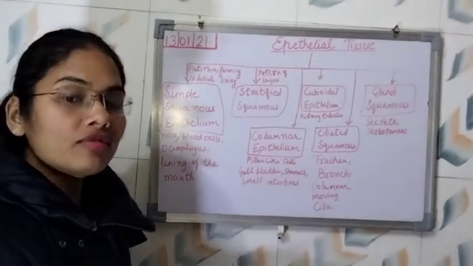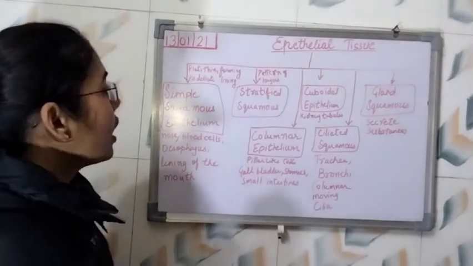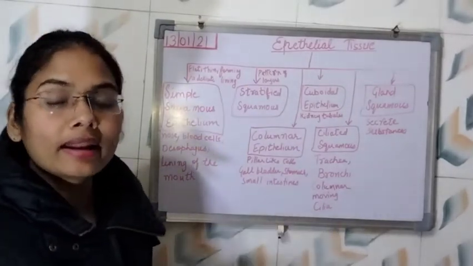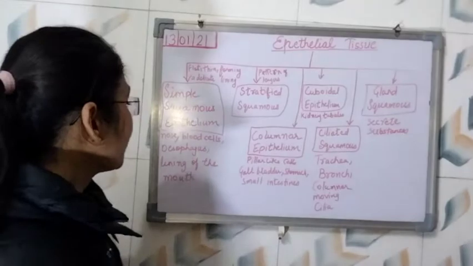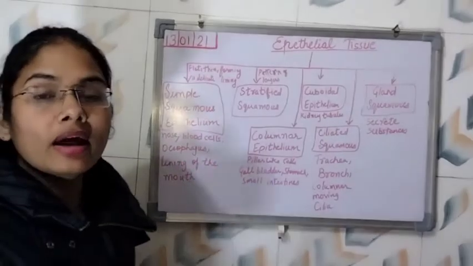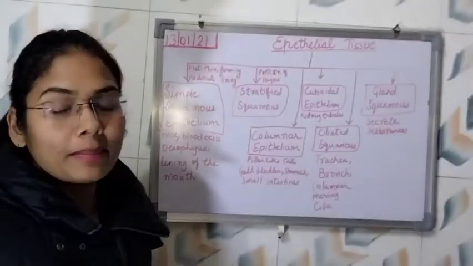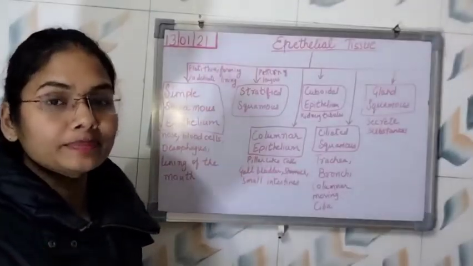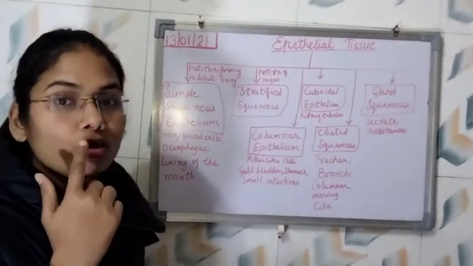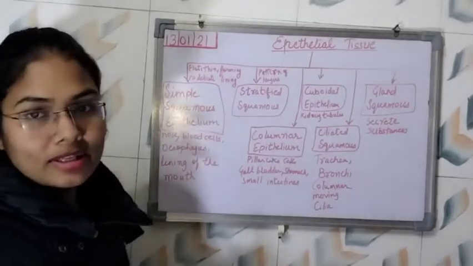The cells are flat and thin. Also, it forms a delicate lining around the cell. This simple squamous epithelium is present in the nose, blood vessels, esophagus and around the lining of the mouth, right? It is thin, like around our nose and our mouth. So this is simple squamous epithelium tissue.